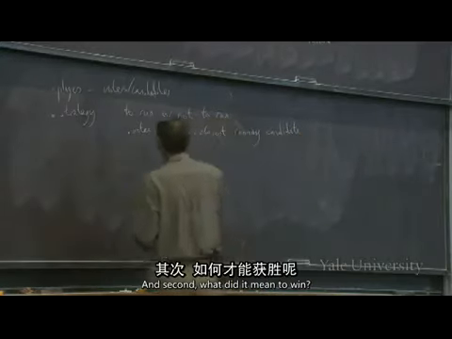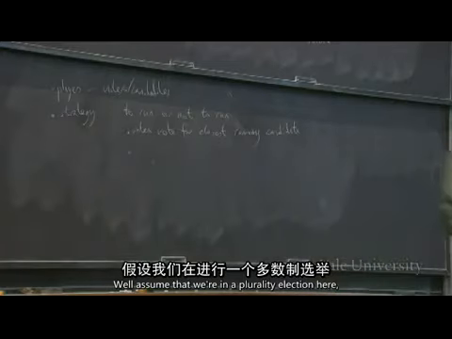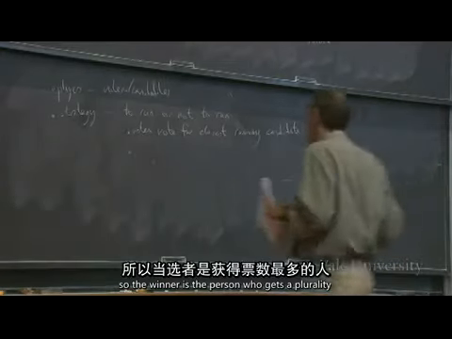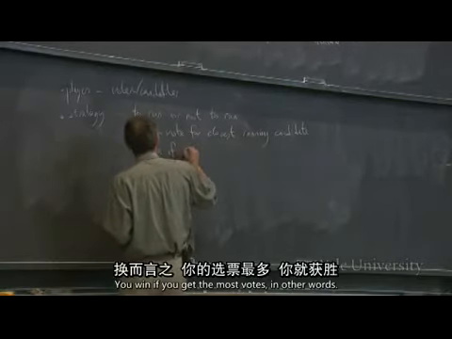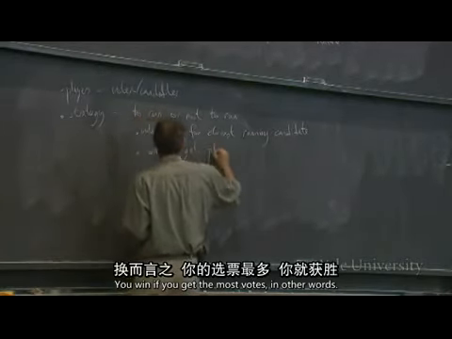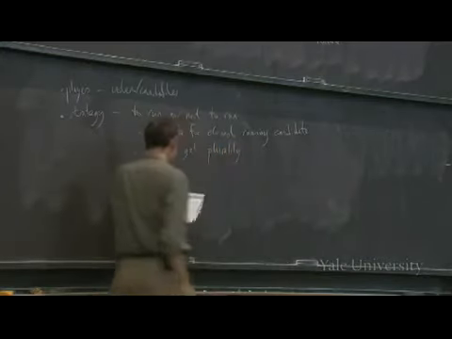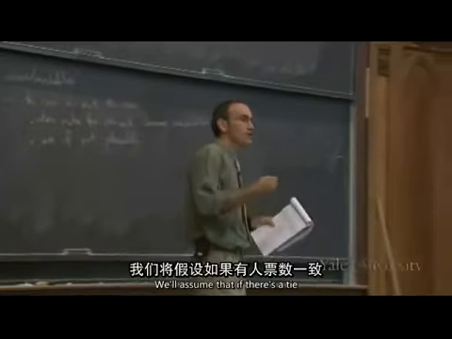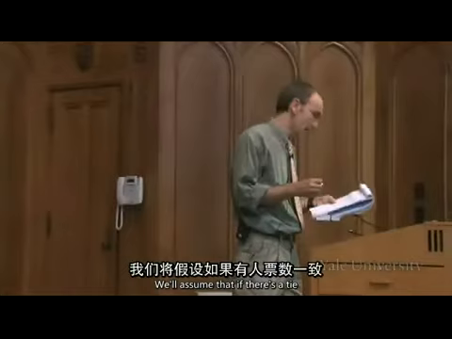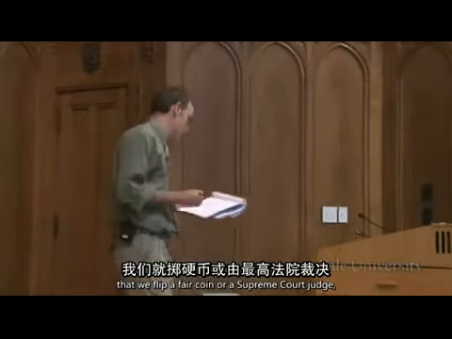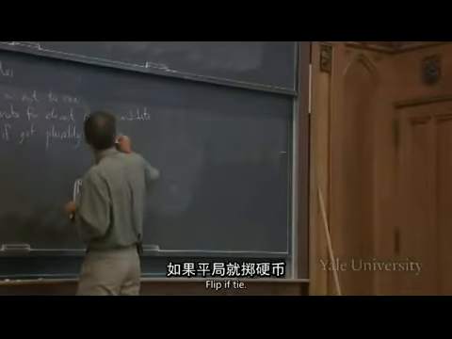Second, what does it mean to win? We'll assume that we're in a plurality election here. So the winner is the person who gets a plurality. You win if you get the most votes, in other words. And we'll assume that if there's a tie, we flip a fair coin or a Supreme Court judge, whichever you want. So flip if tie.